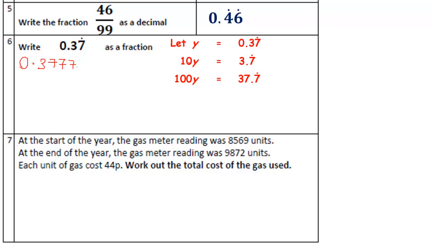If I take away the top line from the second line, so 100 take away 10 is 90, 37 take away 3 is 34, and 0.7 recurring take away 0.7 recurring, that just disappears. So that was the aim of this. Divide by 90. I could leave this like that unless they've asked you to write it in its simplest form, in which case you divide both of them by 2 and get 17 over 45.